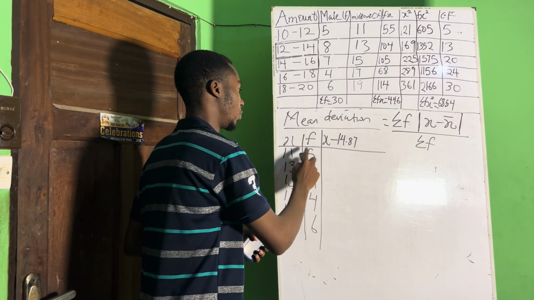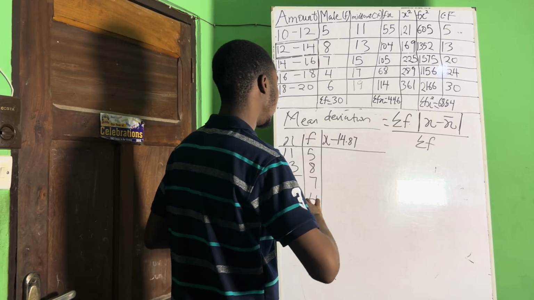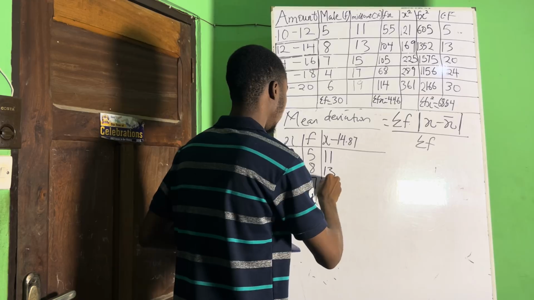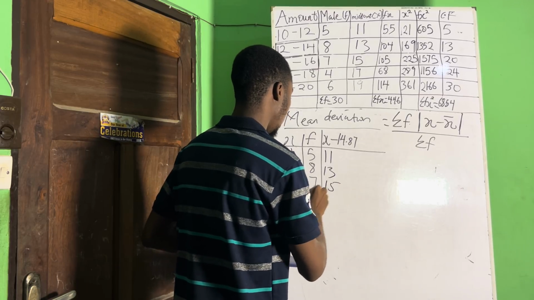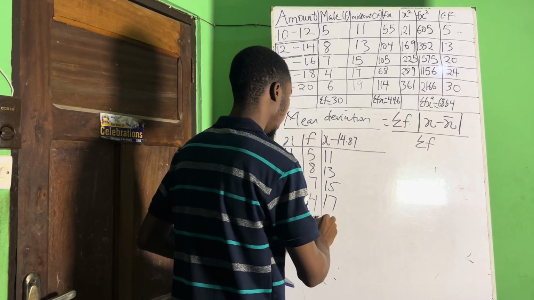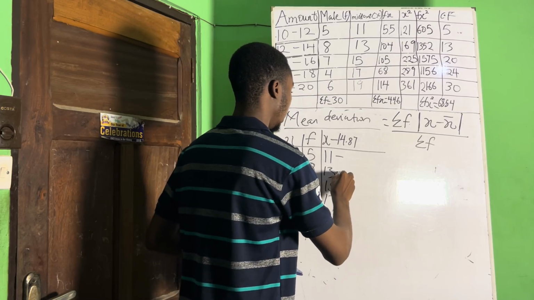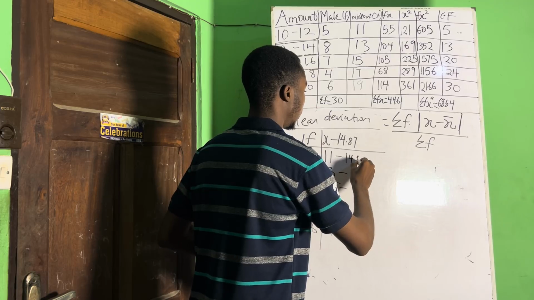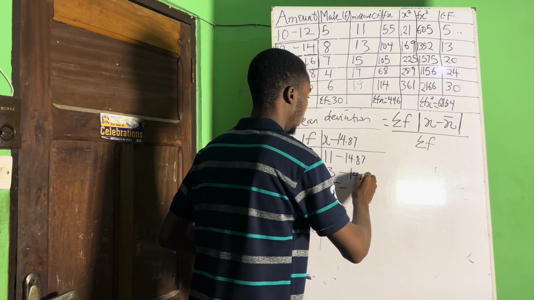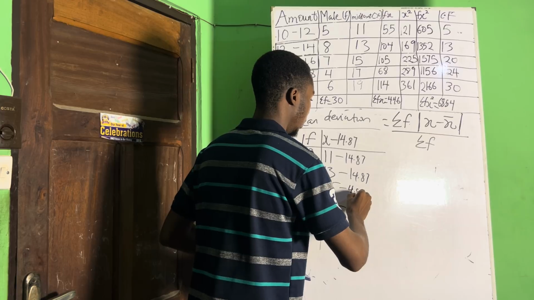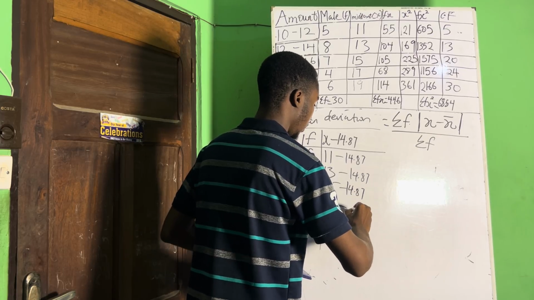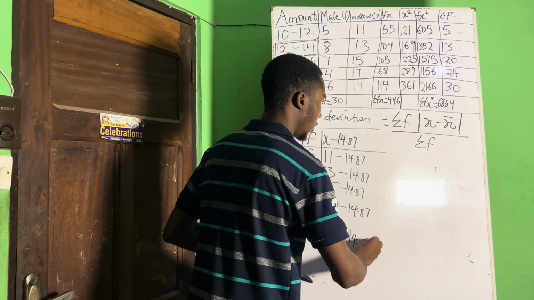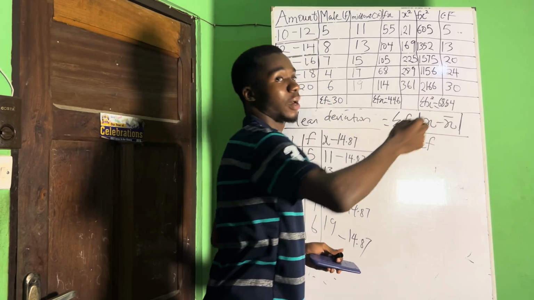So this is our x. Our x is 11. Then here our x is 13. Then here our x is 15. Here our x is 17. Then here our x is 19. So minus the mean, which is 14.87, for each of them. Now remember this one, I told you that you are taking the absolute value of it.